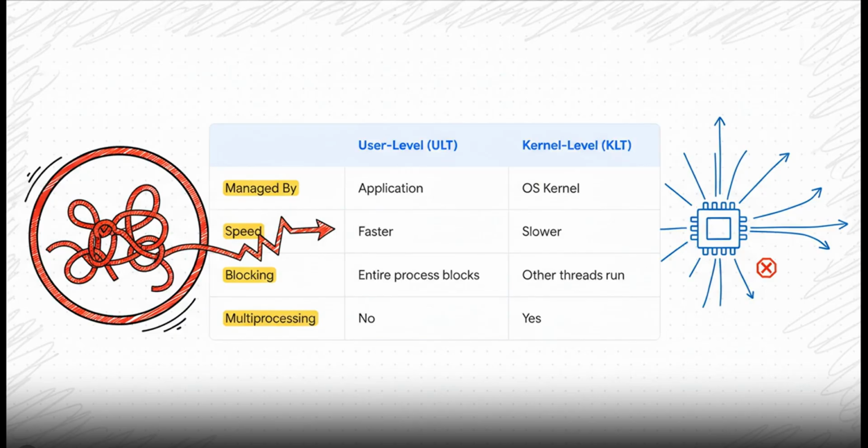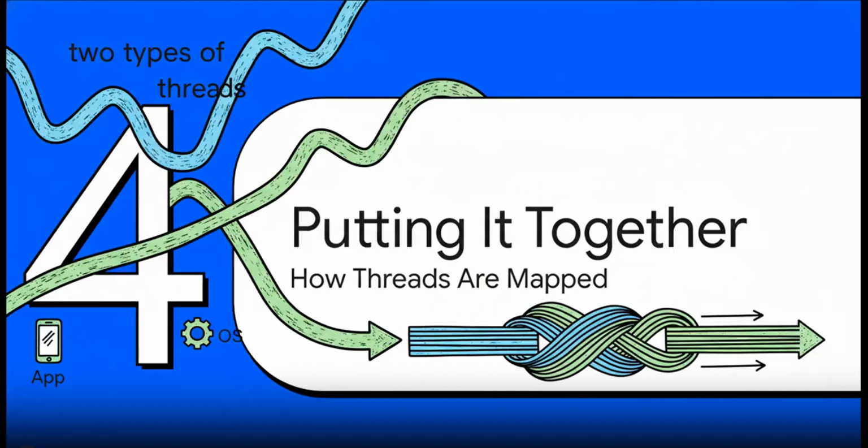On the other hand, you have kernel-level threads. These are managed by the operating system directly. They're a bit heavier, but they're way more powerful. If one kernel thread blocks, the OS can just schedule another one to run. And, most importantly, the OS can spread them out across multiple processors. So we have these two types of threads, right? One the app knows about, and one the OS knows about. The big question is, how do they actually connect and work together? Well, that's all about how they are mapped to each other.